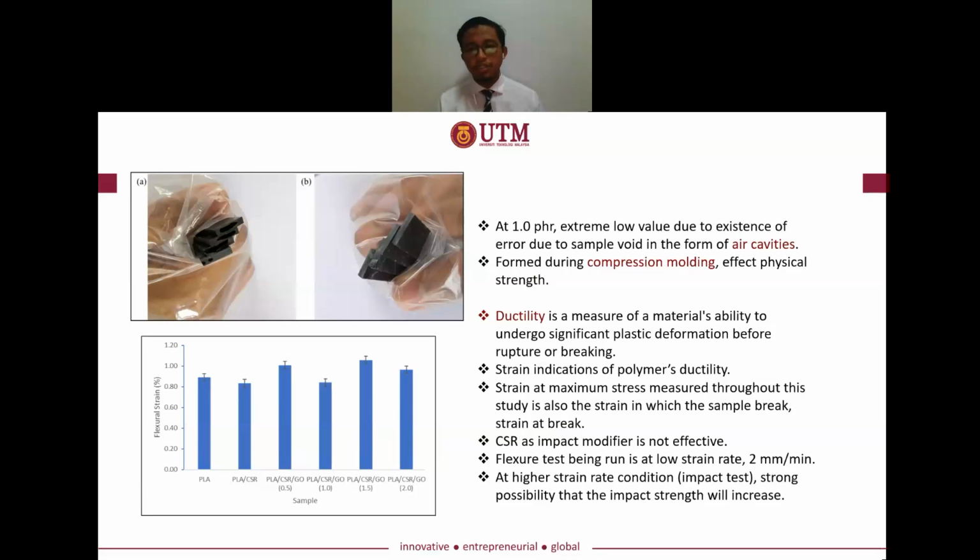Ductility is a measure of a material's ability to undergo significant plastic deformation before rupture or breaking. In this study, the strain indicates the polymer ductility, and our strain at maximum stress is also the strain at which the sample breaks, which is another name for strain at break. And we conclude that coarse rubber as an impact modifier is not effective in our studies because our test is at a low strain rate, but we strongly believe that at a higher strain rate, which is an impact test, we can see an improvement and the effective role of coarse rubber as impact modifier.